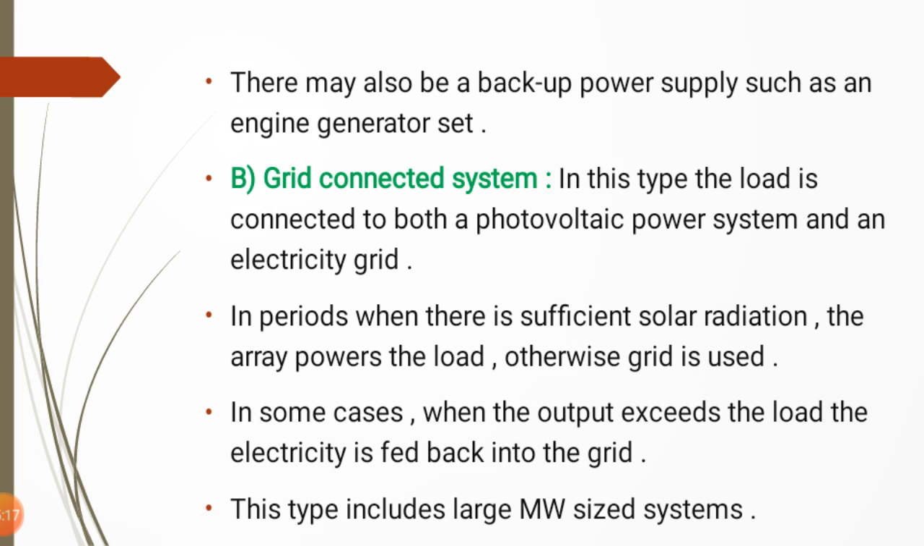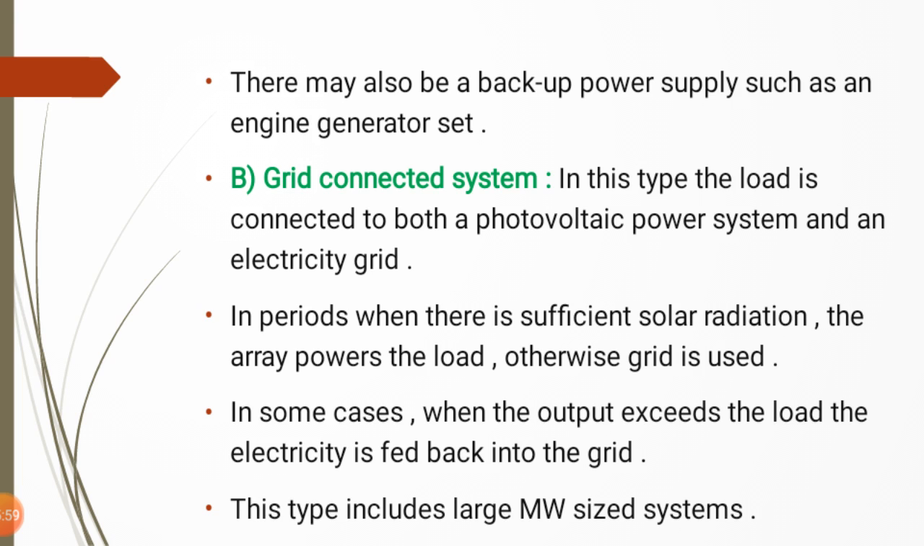In periods when there is sufficient solar radiation, the array powers the load, otherwise the grid is used. If there is sufficient solar radiation, that is on fully sunny days, then we have maximum solar intensity, and the maximum amount of electricity can be generated with the help of the solar array, so we can use the solar array at that time. But when there is no proper sunlight or the intensity of sunlight is low, then we can use the grid.